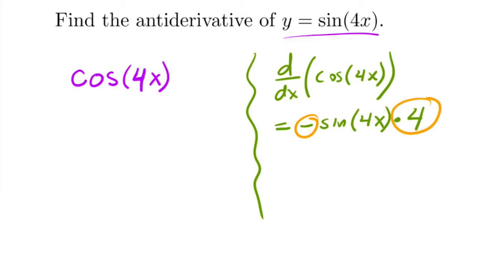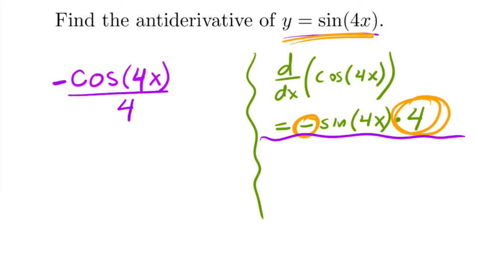So then you go, okay, I need to get rid of this negative sign, and I need to get rid of this 4 for it to match up with what I wanted originally, which is just sine of 4x. So then you go, okay, how about if, to my antiderivative, I add a negative sign here, and then to balance out the 4, how about if I divide by 4?